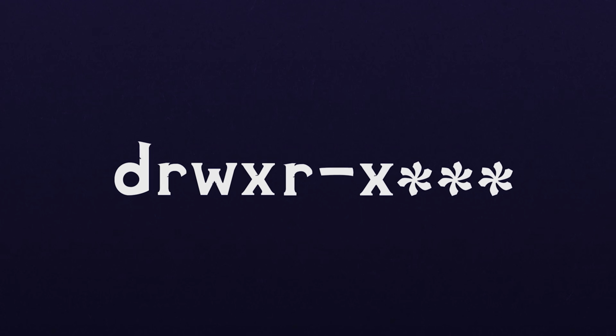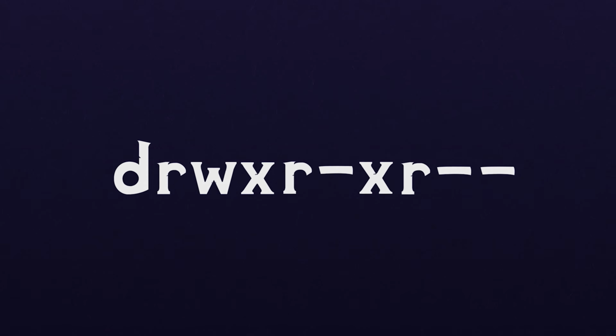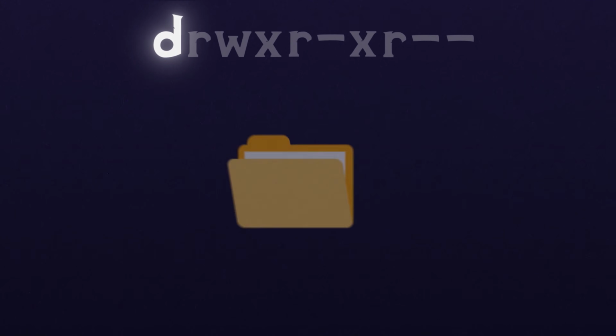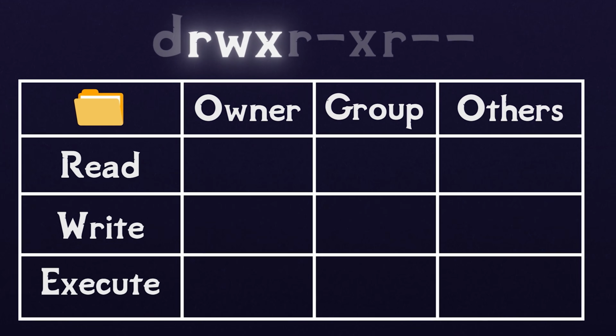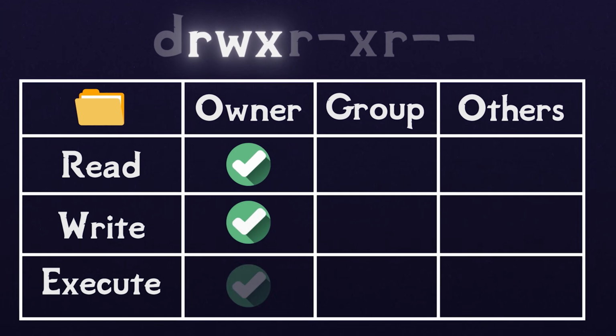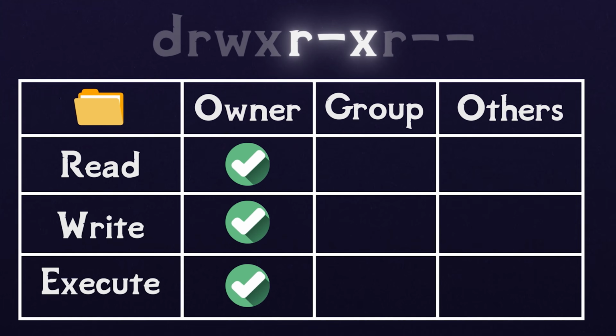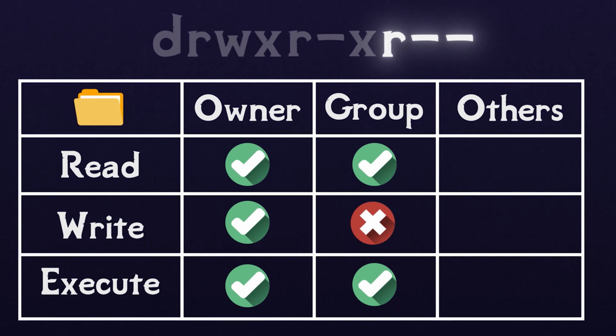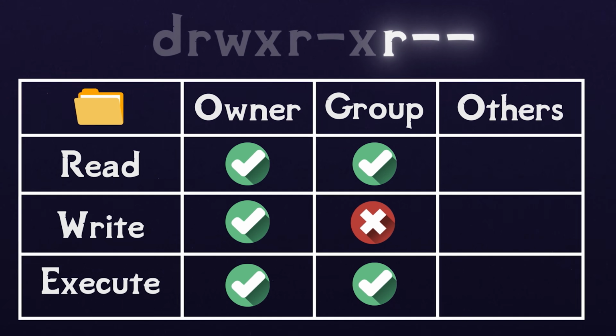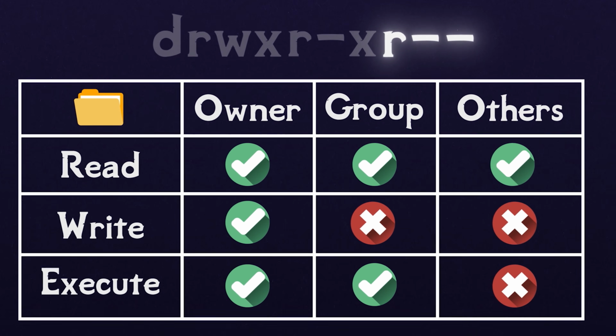So to break down a full 10-character string, let's take the example of drwxr-xr--. The D means that this is a directory. The RWX means that the owner can read, write, and execute. The R-X means the group can read and execute. And the R-- just means that everyone else can only read this directory.